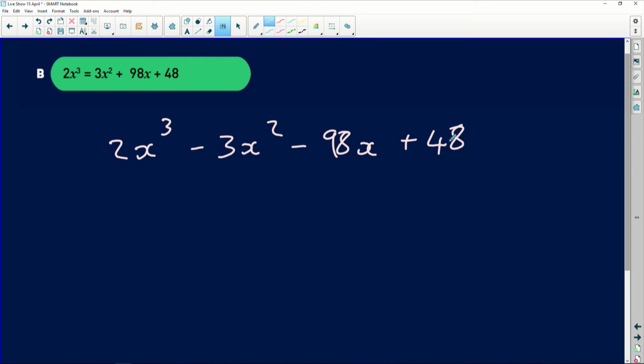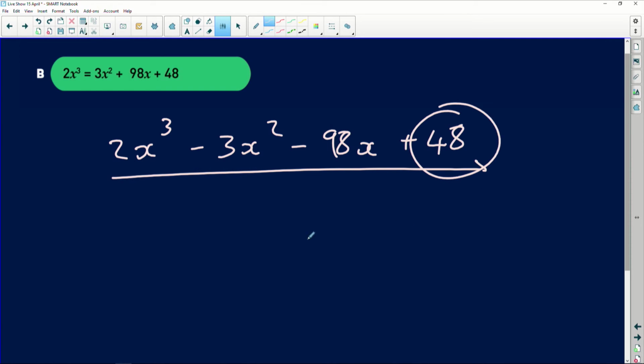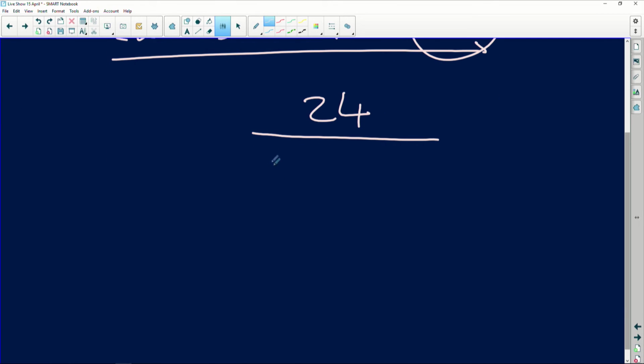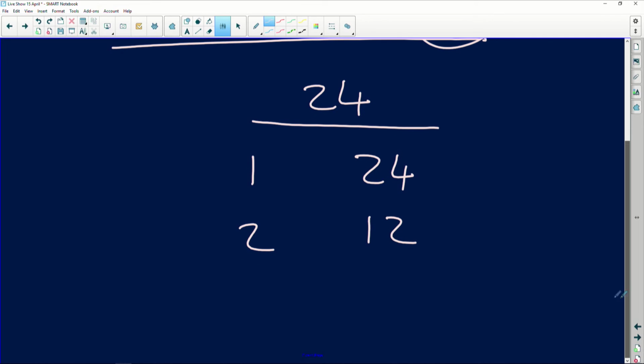Okay, guys. Now, to find the first factor, that's always the most difficult part when it comes to this. It's finding the first factor. If I divide all of these by 2, my last term is going to be 24. So if I divide everything by 2, my last term is 24. This gives me an idea of what my factors are going to be. So if I look at 24, my factors are 1 and 24, 2 and 12, 3 and 8, and we can then go on with that.